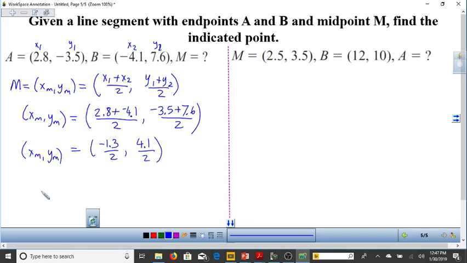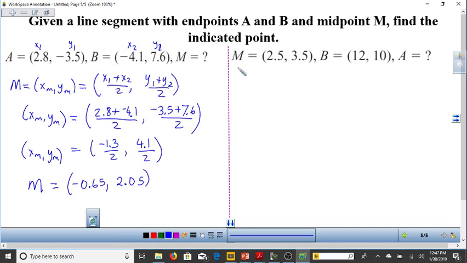And then the midpoint, which are the coordinates we're trying to find, would be negative 1.3 divided by 2, which is negative 0.65, and 4.1 divided by 2, which would be 2.05. And there we have it. We have the coordinates of M.